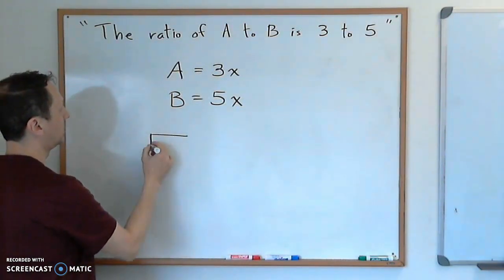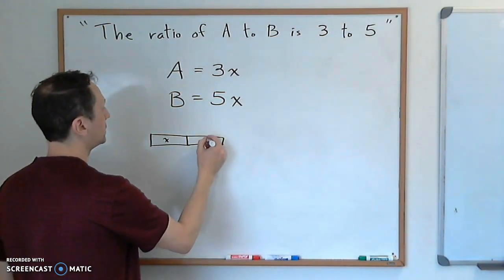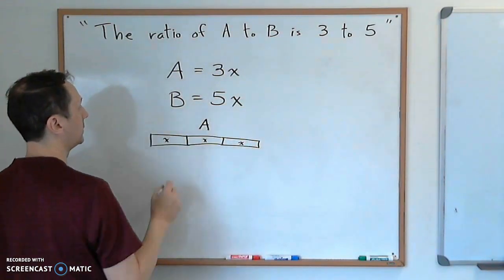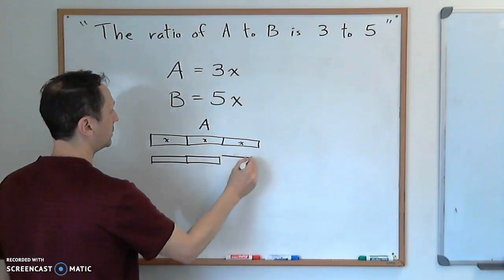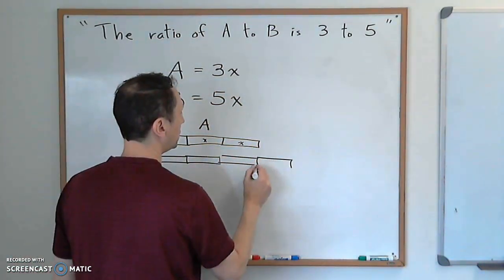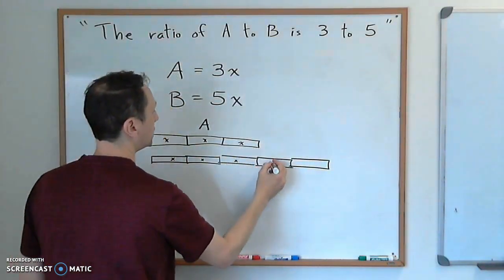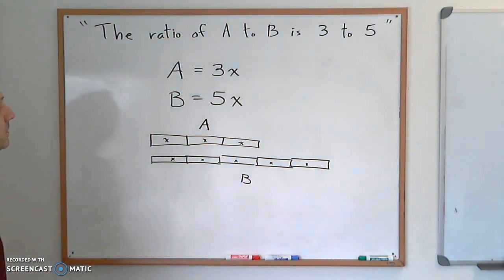So if you want to think about this bar as being one of your x's, if we put 3 of these x's together, that gives us A. Whereas if we put 5 of them together, x, x, x, x, x, that gives us quantity B. So that makes it very clear what the concept of ratio means.